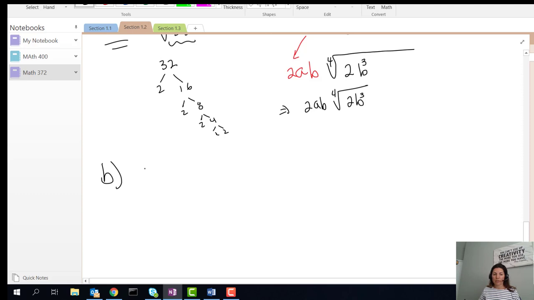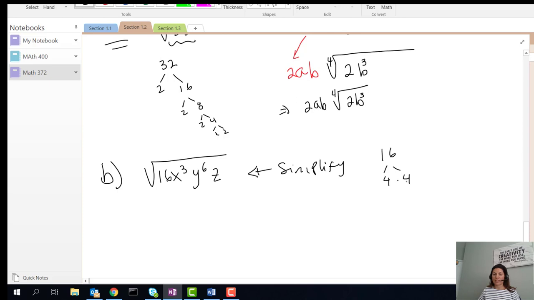So let's try now the square root. So now the index, when there's nothing there, that means the index is 2. So it's a square root. Let's say the square root of 16x cubed, y to the 6, and z. And we want to simplify this. So same thing, we want to look for perfect squares. 16 is a perfect square, it's 4 times 4, so it does have a square root. So I'm going to leave it at 16 because that's already a perfect square.